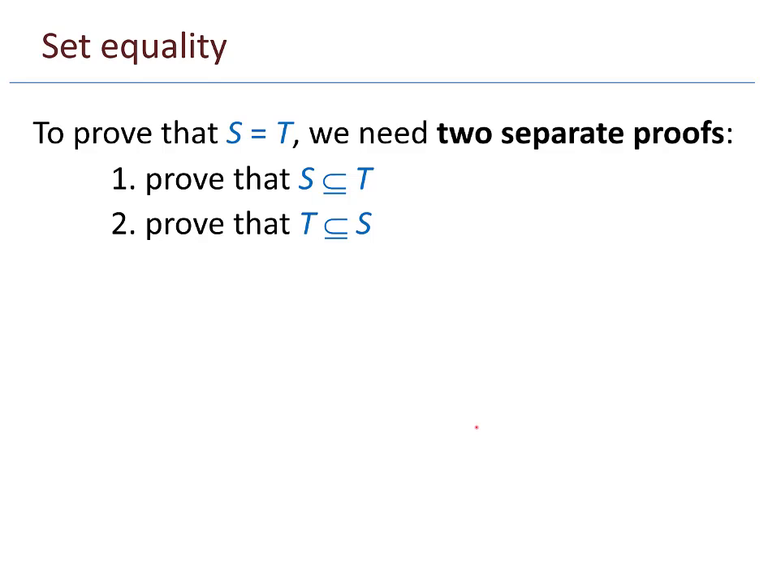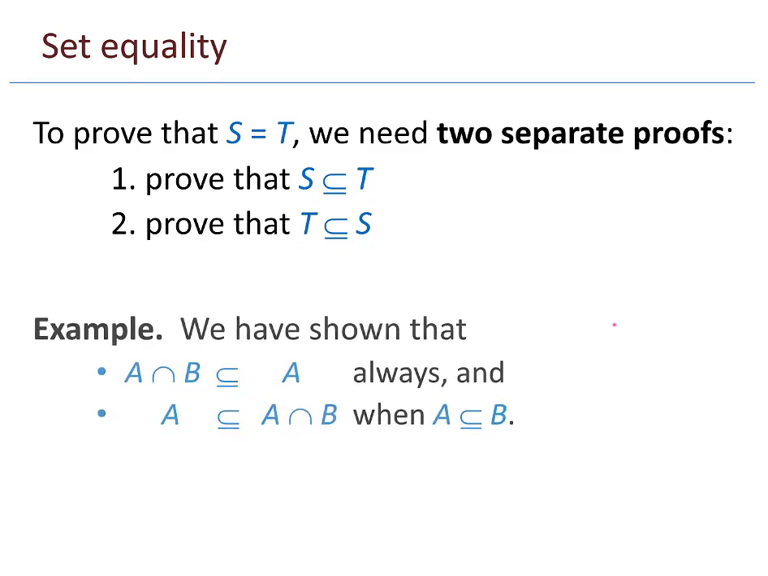Set equality. What if I want to show not just containment, but I want to show that two sets are actually equal to each other? Well, it just boils down to two separate proofs of containment. To prove that S equals T, we prove that S is contained in T and T is contained in S. And then if I can do those two proofs, I will show equality.